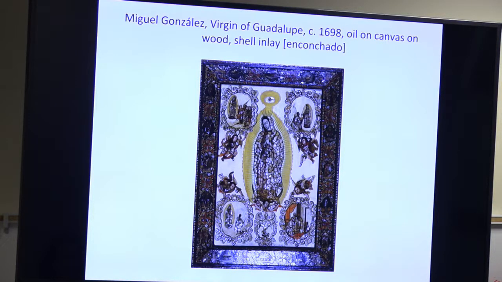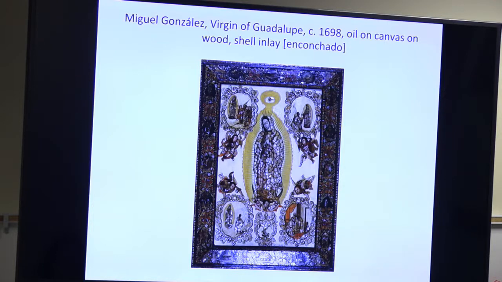If you think about the native valuation of reflective surfaces and iridescence, like in the feathers and feather painting, you can see how this iridescent quality would have appealed to a local aesthetic, especially when it's combined with holy images or sacred images. And here he uses the shell to comprise the body of the Virgin, as well as for other details like the little frames that depict different scenes from the story of her apparition.